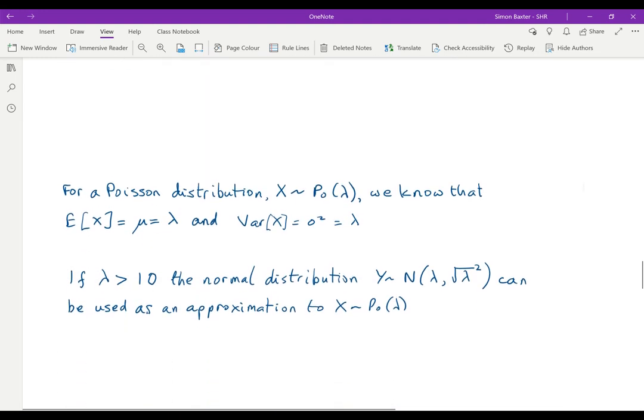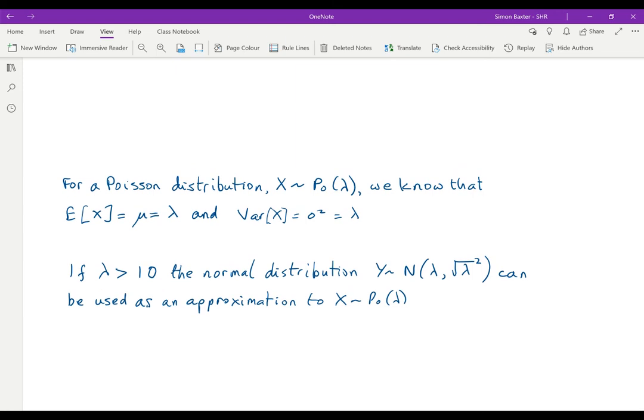In fact, what we do is this. If we have a Poisson distribution, we know, as I've said before, that the expected mean is lambda, and the variance is also lambda. If lambda is greater than 10, then we use the normal distribution N(lambda, (root lambda) squared) as an approximation to the Poisson distribution with mean lambda. So it is just this condition here. If lambda is bigger than 10, the bigger lambda is, the better the approximation.